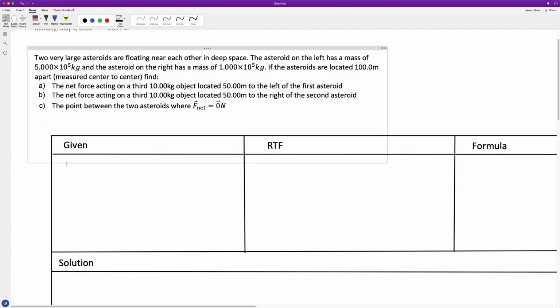So in this case we have 3 objects. We have the 2 asteroids plus the third object that is 10 kilograms.